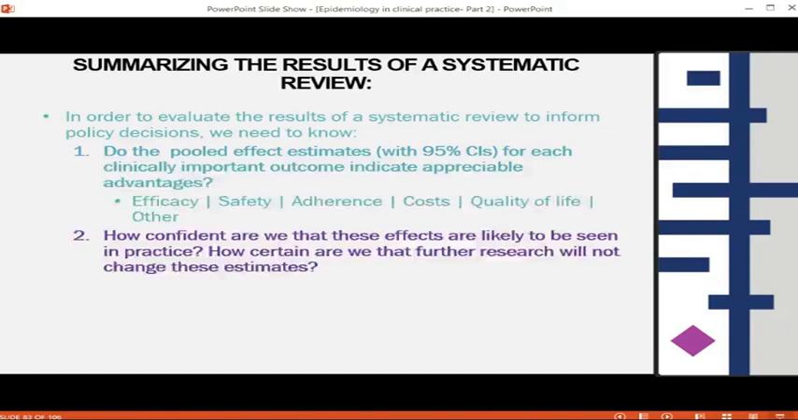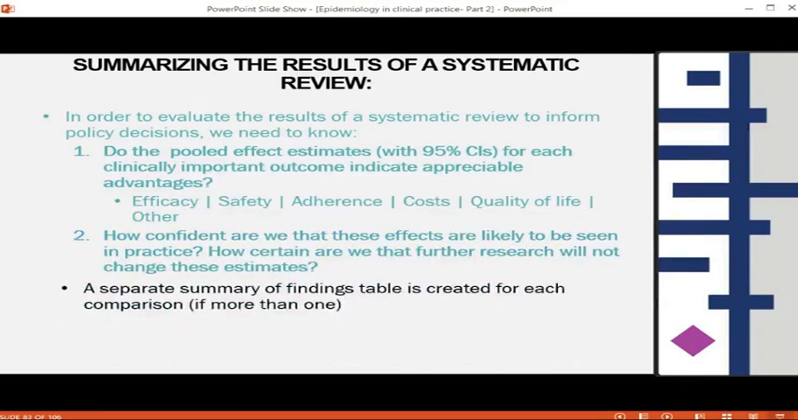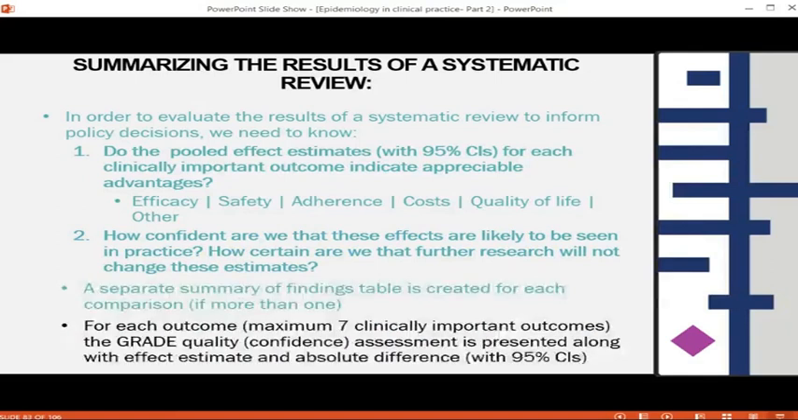Second is, we want to know, how do we know that these results will be what you get in practice? And how do we know that doing more research is not going to change these estimates? Okay, that's really what we want. So in the GRADE approach to summarizing the findings of a systematic review, what we do is we create a summary of findings table for each comparison. Suppose you've got only one comparison, one summary of findings table, drug A versus drug B. But if you've got more than one, then each comparison has a separate summary of findings table.